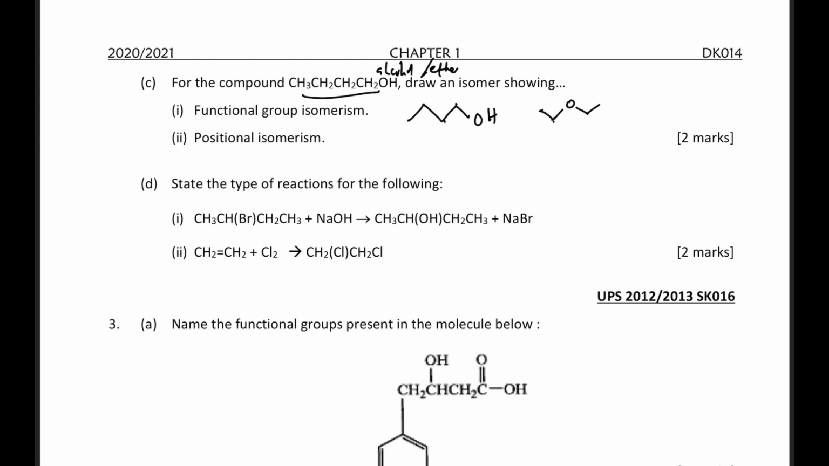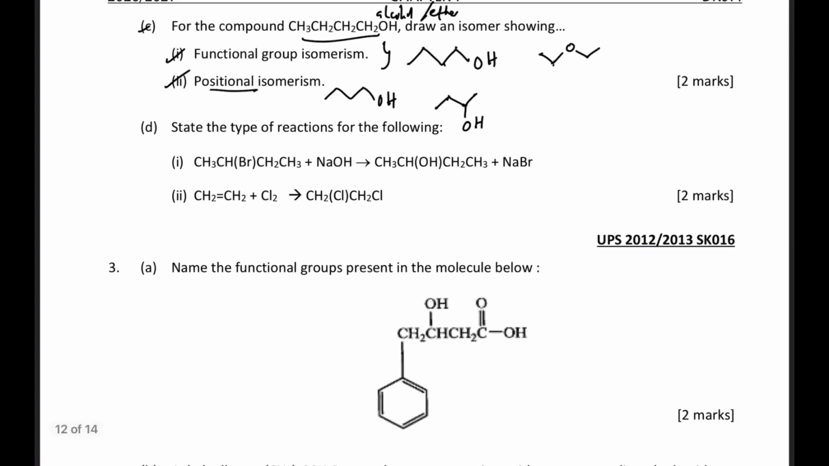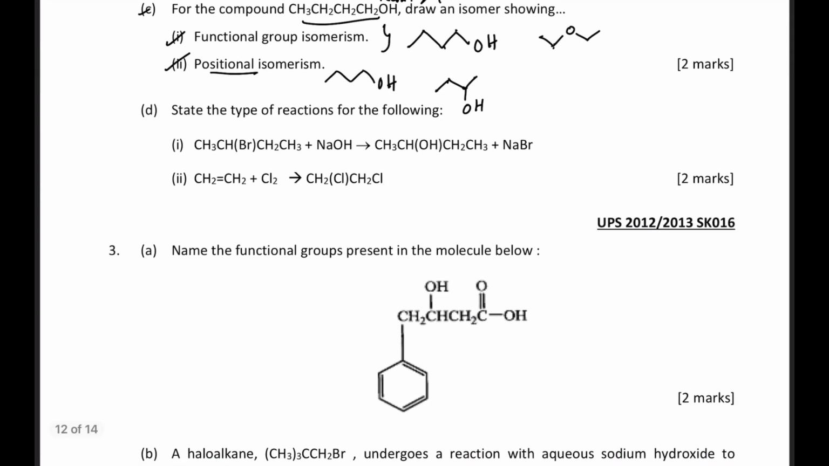Kita tinggal tambah another 2. So boleh tambah kiri 1, kanan 1. That's fine. So that's number 1. Okay, and for number 2, 1, 2, 3, 4. Kita tarik cis. Dan pasangan dia, kalau position isomer kita just tinggal tukar kedudukan OH, which is 1, 2, 3, 4 again, and then tukar pergi number 2. So that's it. Position isomers.